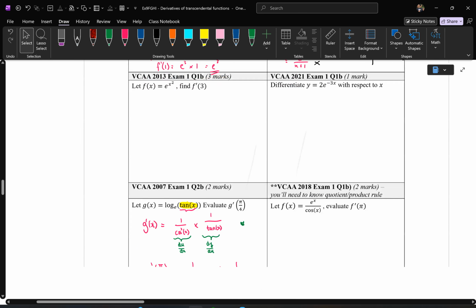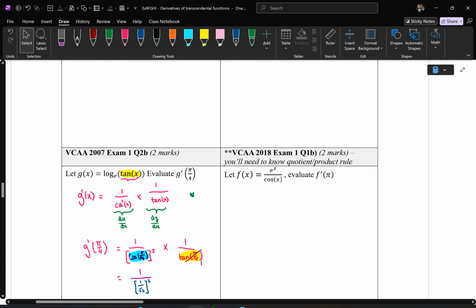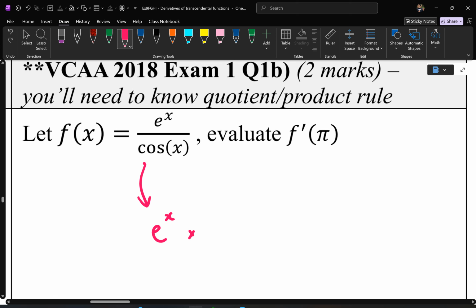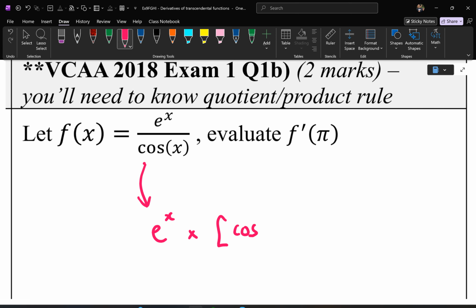This one you need to know quotient or product. Technically you don't. If you wanted to do this, you can do it without quotient by writing it as e to the x times cos of x all to the power of negative 1. Oh, but then you still need to know product rule. Forget about what I said. You still need to know product rule anyway.